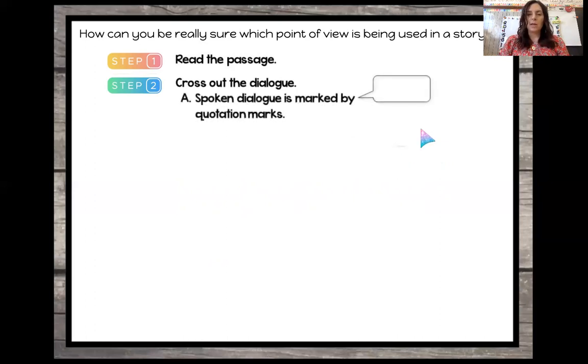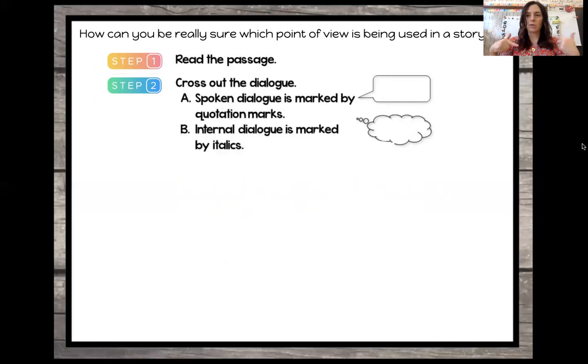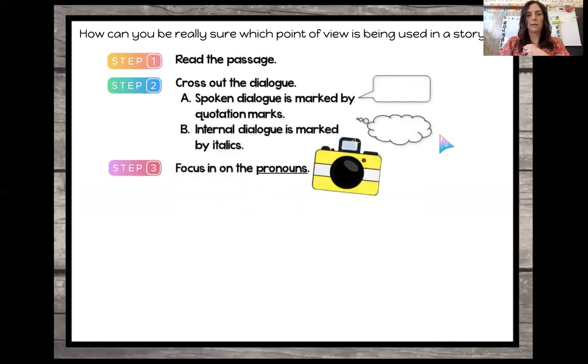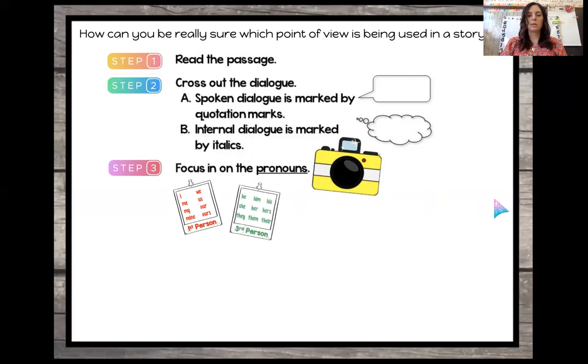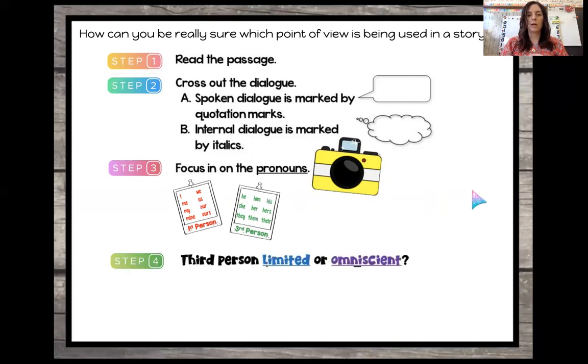So dialogue. Spoken dialogue is marked by quotation marks. And then there's also internal dialogue, which is when characters are thinking to themselves, and that would be marked by italics. So you're going to cross out all that dialogue. And then you can focus on the pronouns. So in the first person, we're looking for pronouns like I, me, my, mine, we, us, our, and ours. And in the third person, he, him, his, she, her, hers, they, them, and their. So you're going to focus on those pronouns.